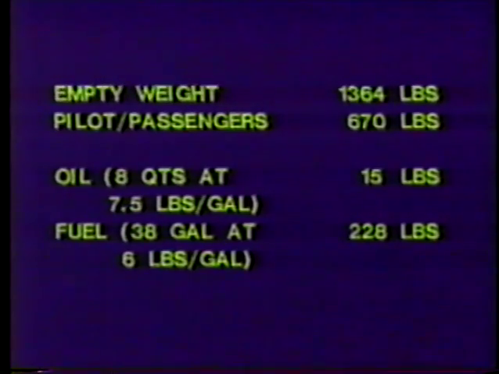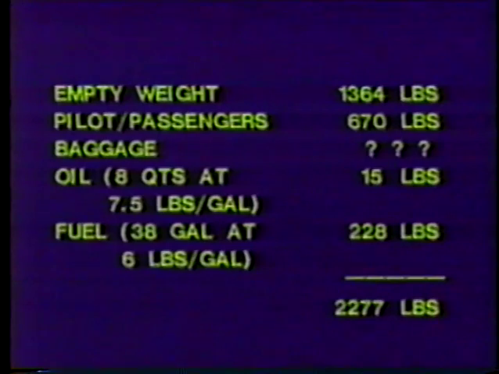The airplane's empty weight is 1,364 pounds, and a maximum gross weight is 2,300 pounds. How much baggage can you carry without exceeding the maximum certified gross weight of the airplane? List each item by weight and total these figures.